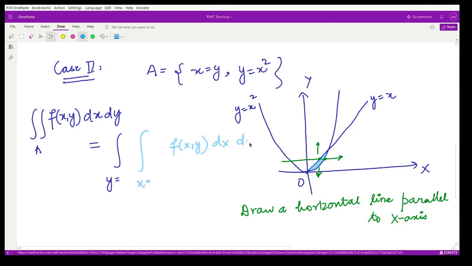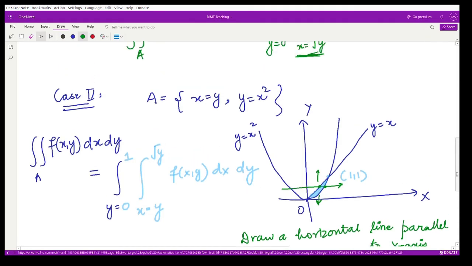So it would be f of x comma y, dx dy. The x limit here: what is the value of x? Its value is y, and here the value of x is equal to square root y. And the value of y here is 0, and here the value of y is equal to 1, because we already know this is the point of intersection and its value is 1. So this is how you compute the area.